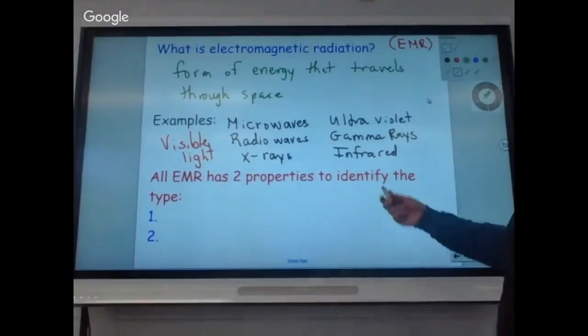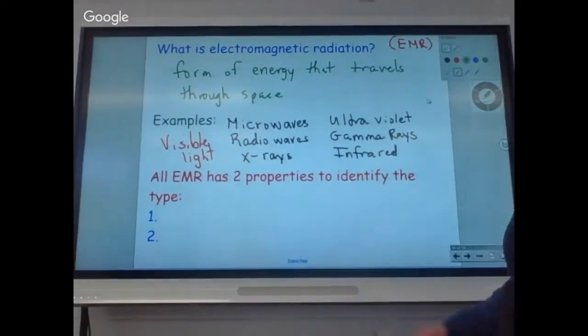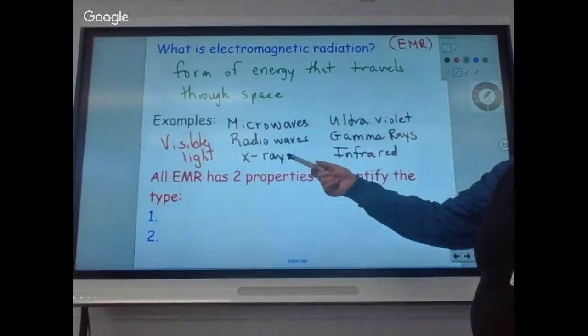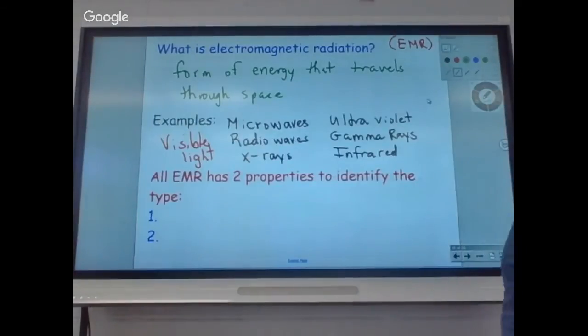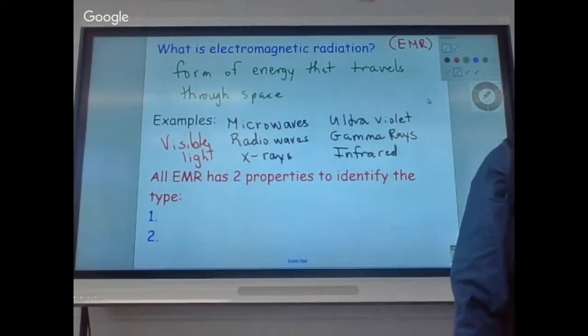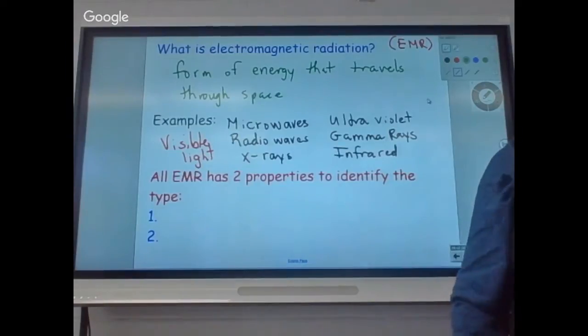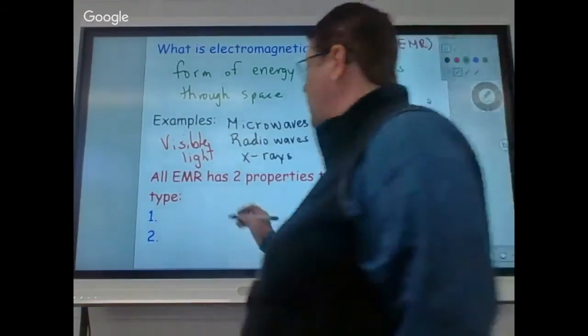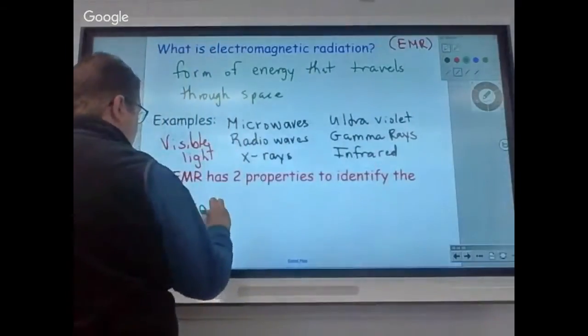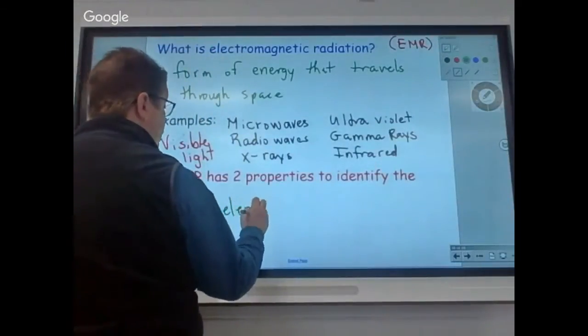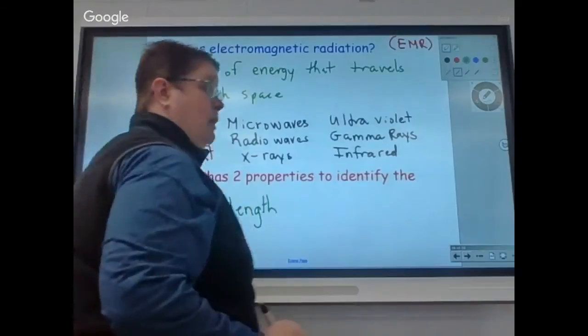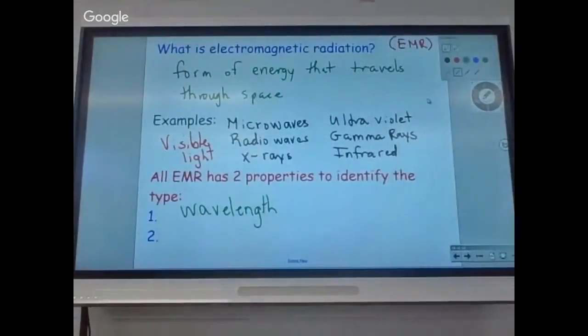So, how do we know the difference between infrared, radio, and visible light? No, we can't just look. Look at your charts. You can see the light. It has wavelength. Now, our chart only gives us wavelength. So that's how we're going to tell the difference.